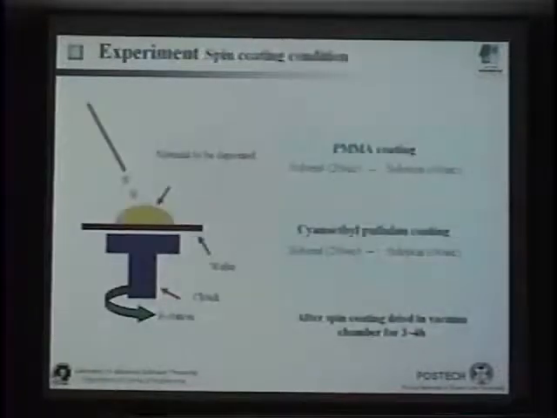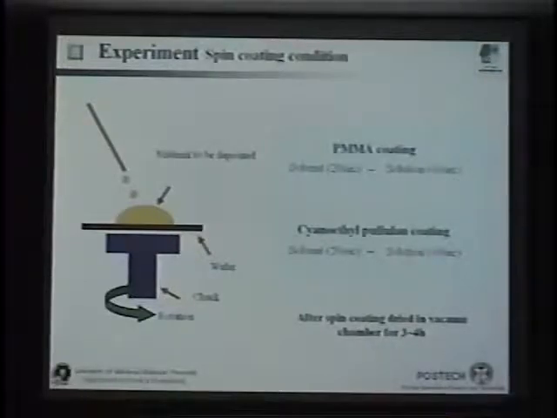Next slide. Spin coating is quite simple. You just spin the substrate and then drop the polymer solution. For PMMA and for the CRS resin, the spin coating is done for about a minute. And after spin coating, you usually heat up to remove the solvent.